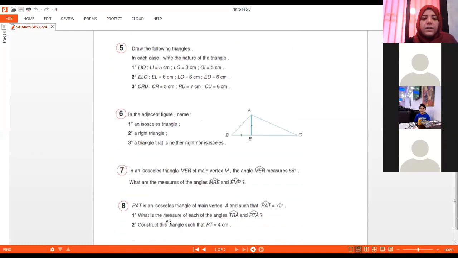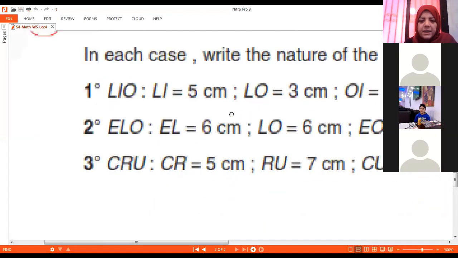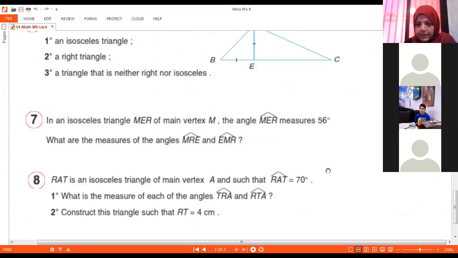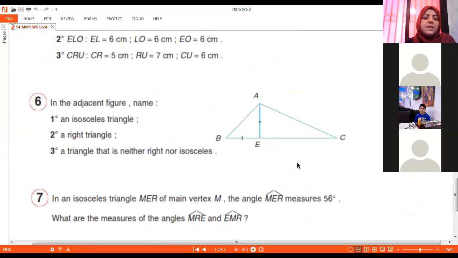Let us see now number 6. Can you see number 6? Yes. Put it bigger. Okay, this is question number 6. Who can give me an isosceles triangle? Ali. Isosceles triangle AEB. Very good, Ali. How did you know? It's because there's a small line on AE and BE.